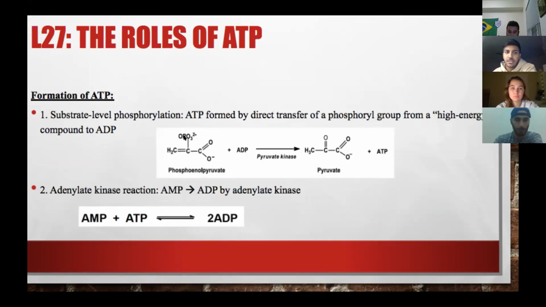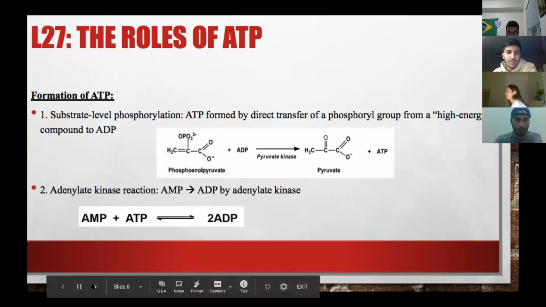And so it's phosphorylation due to a substrate. That's why it's called substrate level phosphorylation. And then you have an adenylate kinase reaction. This isn't really important, but just know that you can convert from AMP to ADP, and then this ADP can essentially be used in a reaction like substrate level phosphorylation. That's why we undergo this conversion.